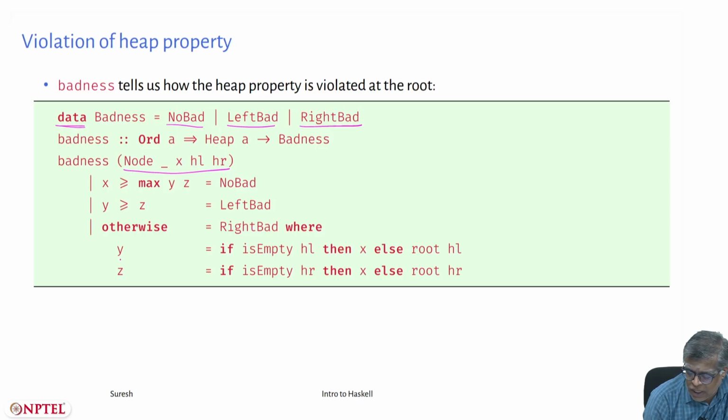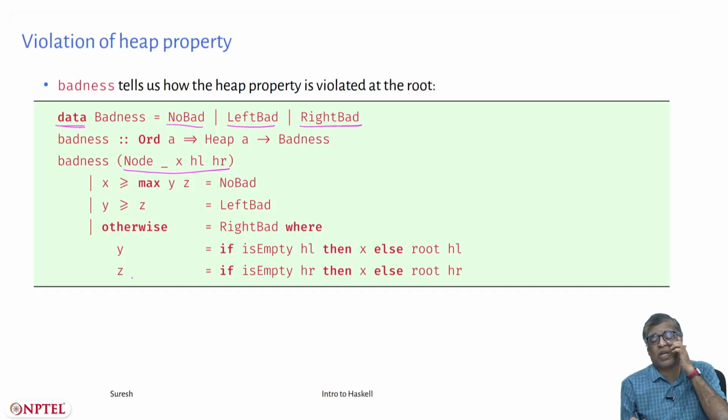Where what is y and z? y is the root of HL, but HL could be nil, in which case you would just take it to be x itself. And z is the root of HR, provided that HR is non-empty, otherwise you just take it to be x itself. Okay, it will be fine in these calculations because you are just checking that x is greater than or equal to max of y, z. Yeah, and it is okay if y or z is actually equal to x itself.